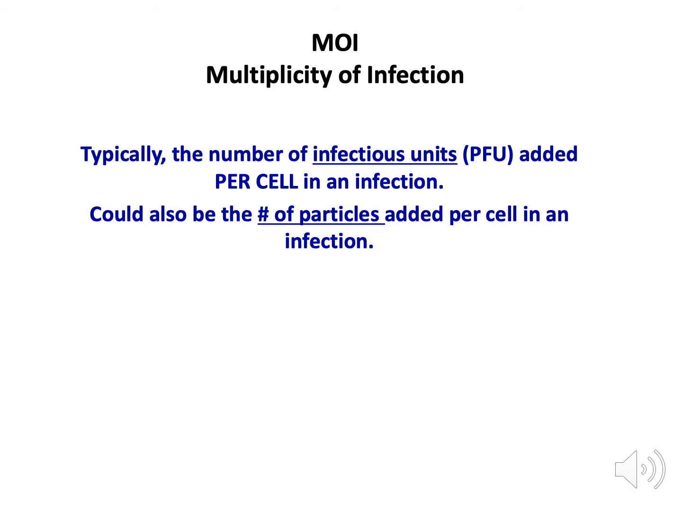So, multiplicity of infection is the number of infectious units, typically that's how people set them up, added per cell in an infection. But you could also set up an infection using particle number if you wanted to. And remember, we talked about how those two things aren't the same.